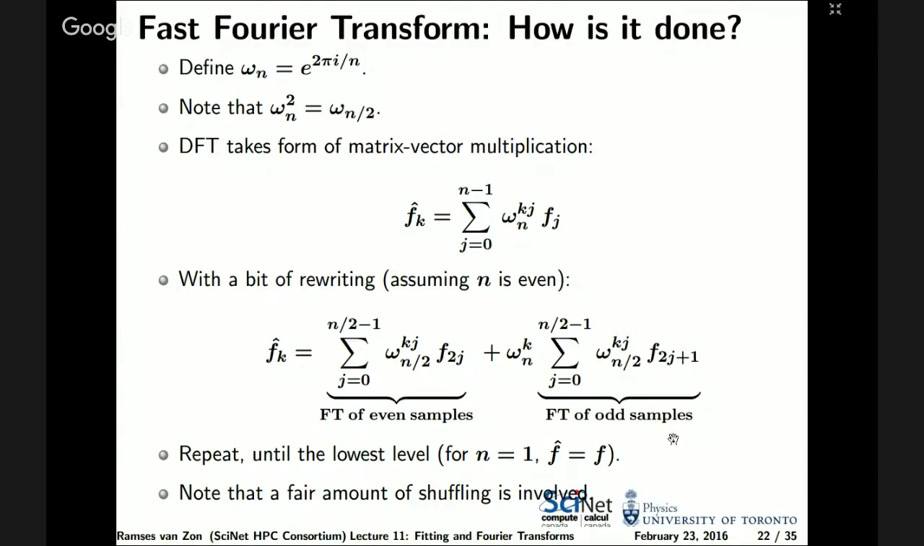2 log n levels of this, you're already done, right? All you have to do is undo the shuffling and do this computation of this phase vector. Okay, so that's the n.